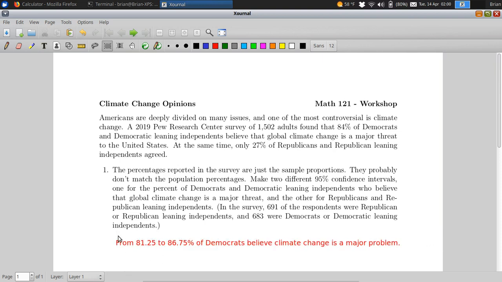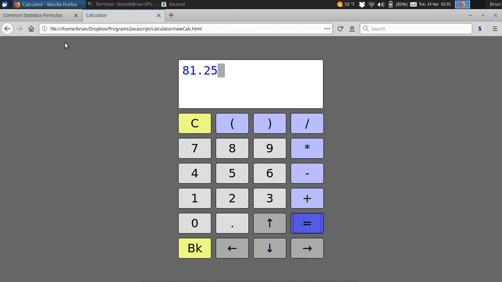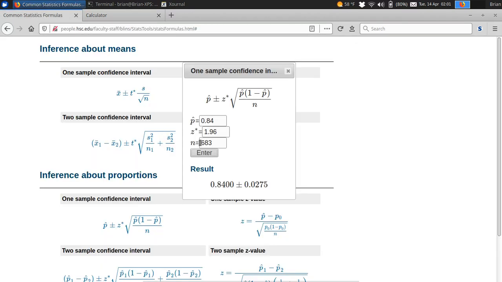That's what it is for the Democrats. What about for the Republicans? Do the exact same thing, but this time with the Republicans' numbers. So now there's only 27% of the Republicans who think it's a major problem, and that was out of a sample of 691 Republicans or Republican-leaning independents. So I go ahead, pull up the formula. I'm going to clear out these numbers now. It's 27%, still 95% confidence, so still the same Z star, but the sample size has changed slightly, and I hit enter.